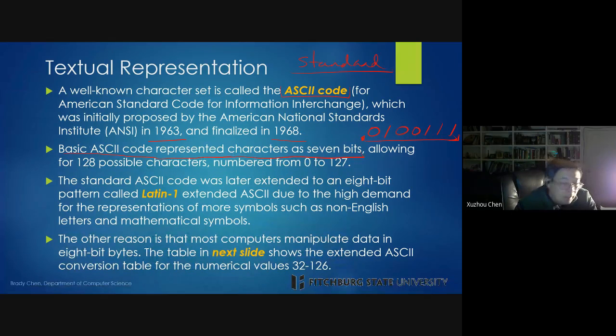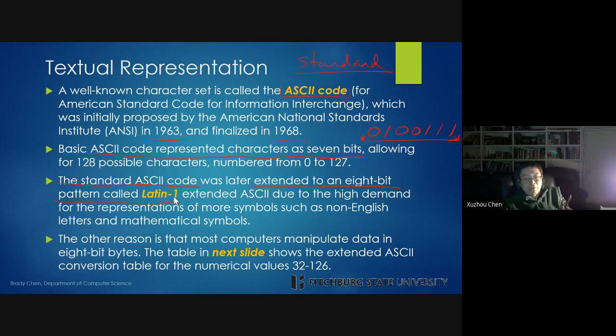Now, the standard ASCII code, which used 7 bits, was later extended to an 8-bit pattern called Latin-1. This was done for various reasons. First, 7 bits is kind of a weird sequence, because when we use binary, we tend to represent numbers in even lengths. So 7 bits is kind of a weird number. That's why people wanted to extend 7 bits to 8 bits.